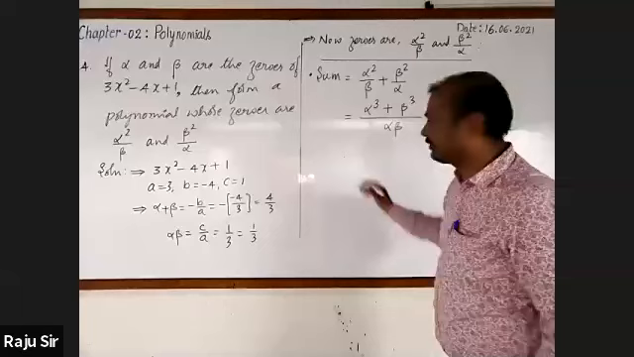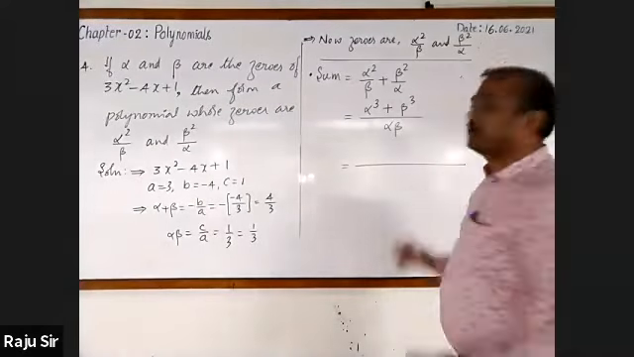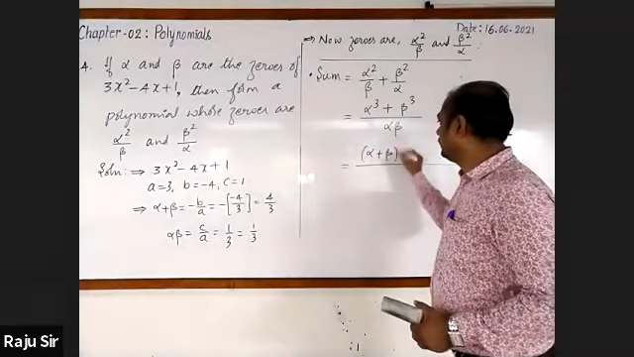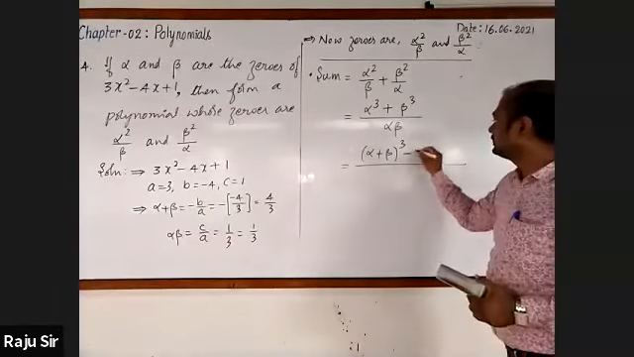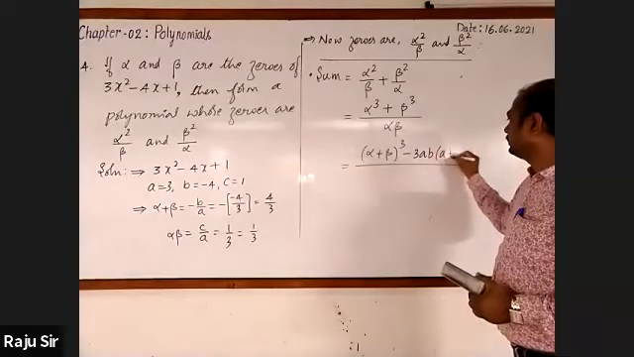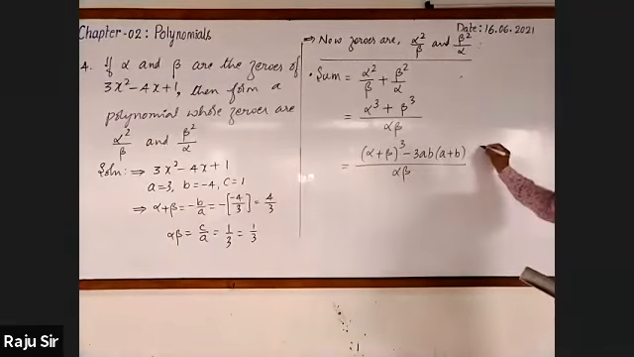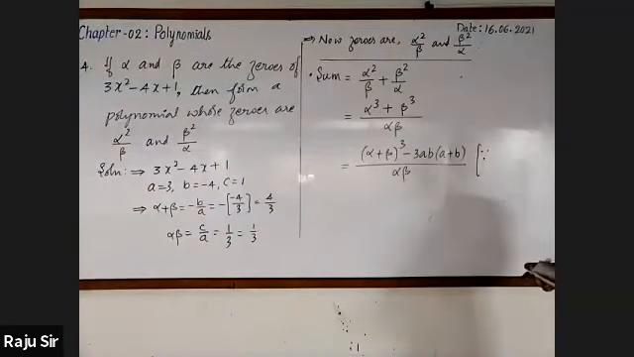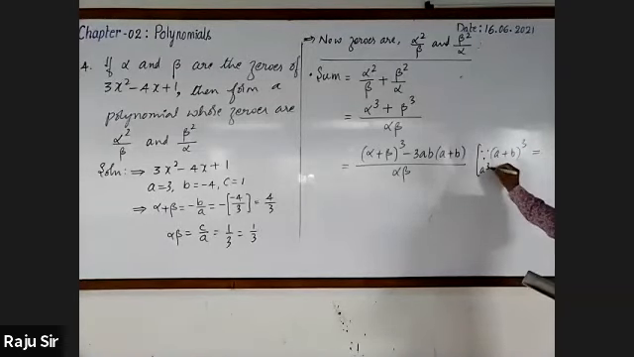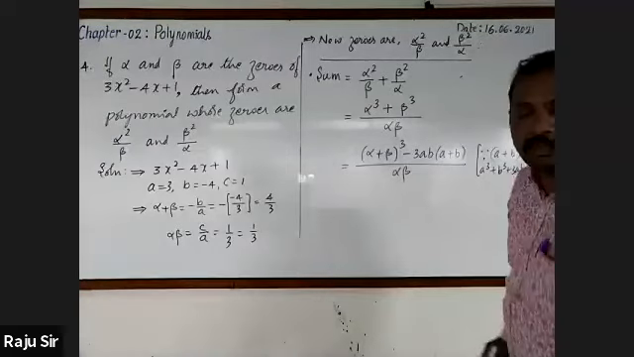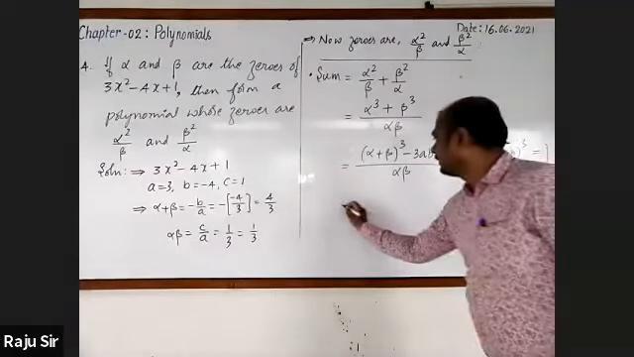Now you can write it. This is equal to alpha cube plus beta cube is alpha plus beta whole cube minus 3ab into a plus b, by alpha beta. Here you may give the reason, because a plus b whole cube is a cube plus b cube plus 3ab into a plus b. Now you may substitute.